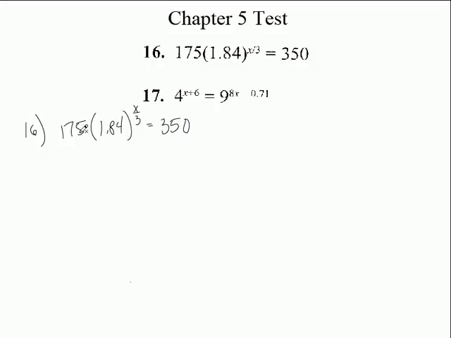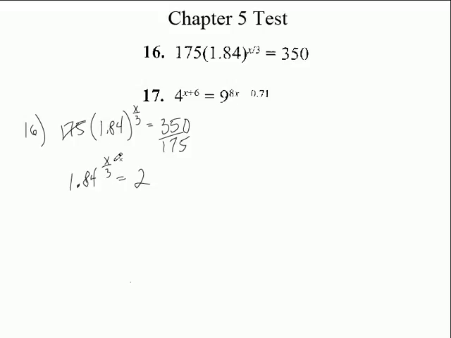Where do we even start? Well, we start like we did on that other problem, I think it was the last problem we did. This 175, let's get rid of it. How do we do that? We divide it. 350 divided by 175, if you do this in your calculator, comes out to 2. So let's write it: 1.84 to the x over 3 power equals 2. Now you could look at this and say, well, maybe I need to change it to logarithmic form. I don't know.